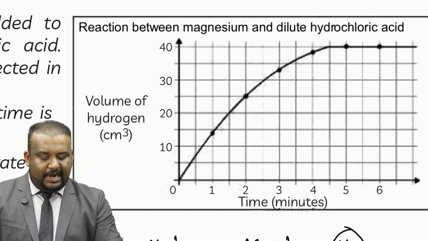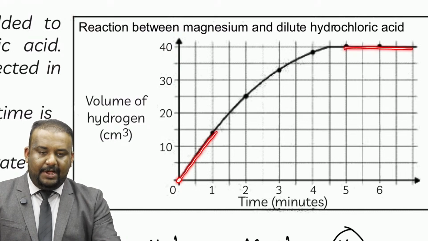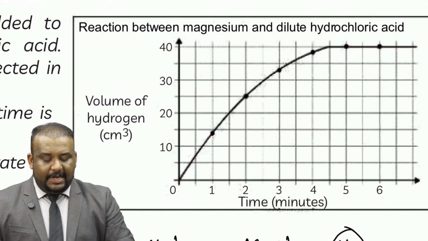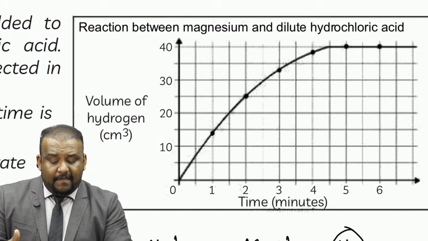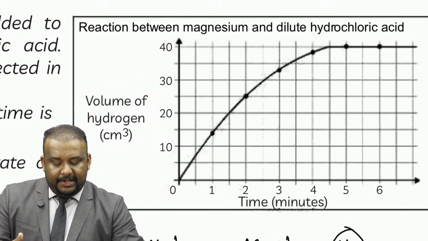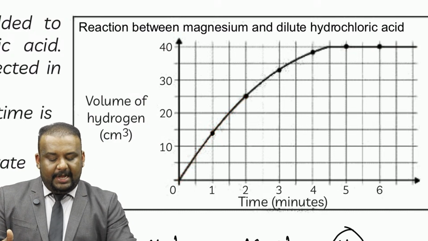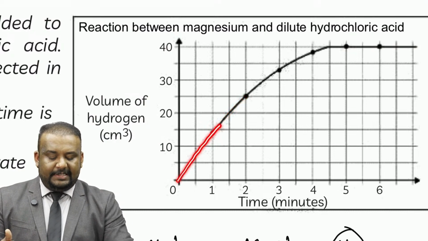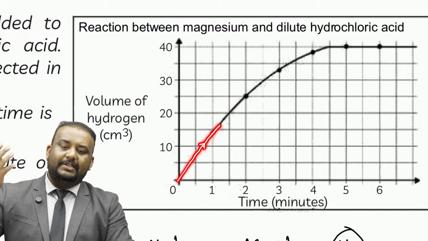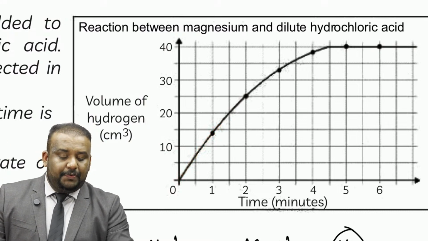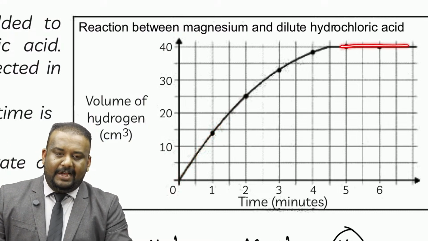So here is the starting of the graph and here is the ending of the graph. It tells us the volume of hydrogen produced. You see, at time zero, this much is the volume. After a few minutes, this much is the volume. Initially, the amount of hydrogen gas formed is increasing dramatically, right? But towards the end, what do you see? You see a flat line here.